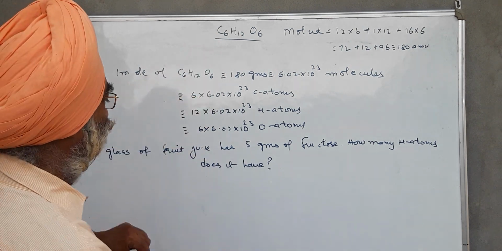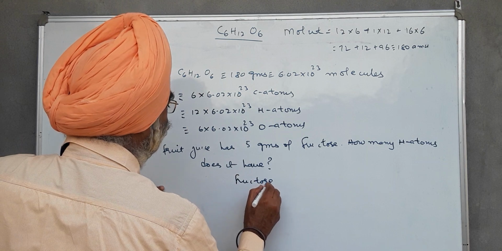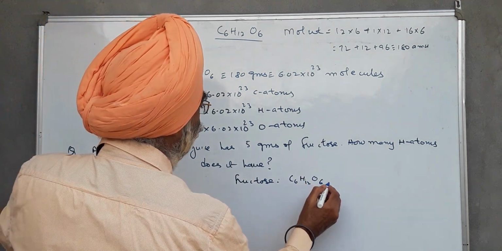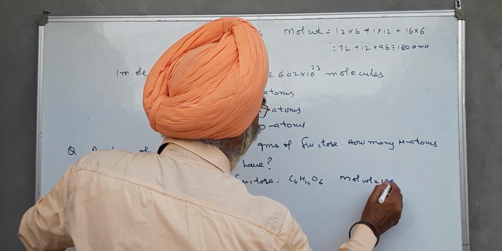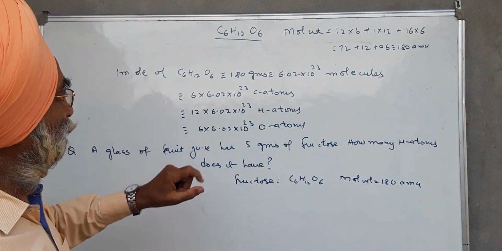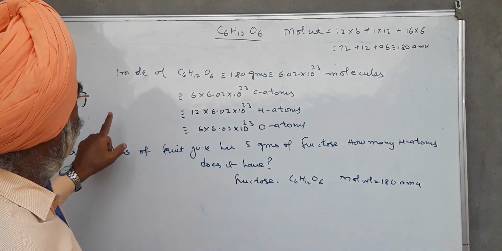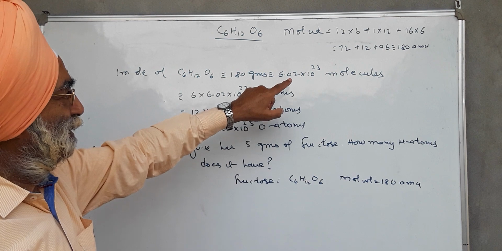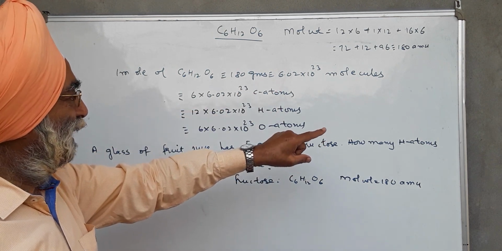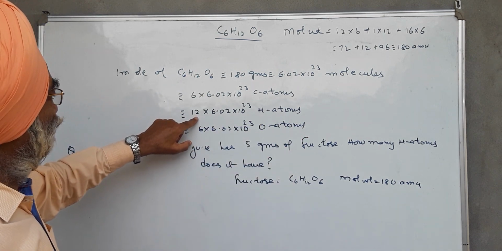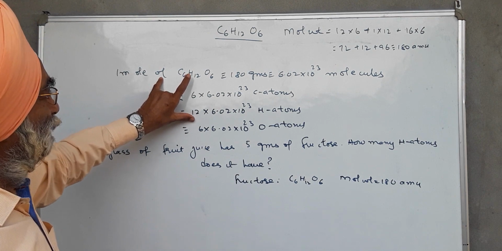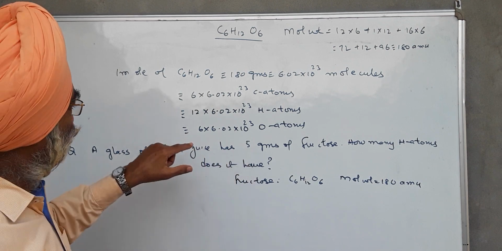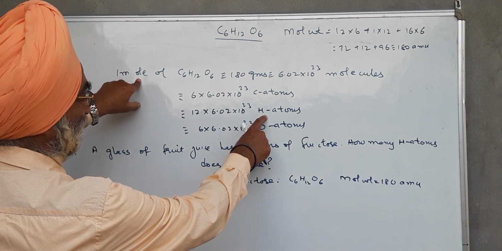Fructose, same formula. Fructose is C6H12O6. Molecular weight is equal to 180 atomic mass units. 1 mole of fructose has weight equal to 180 grams. This number of molecules, but we are to find out the number of hydrogen atoms. So this is the number of hydrogen atoms. Each mole has this number of hydrogen atoms, but we are given 5 grams of fructose. We shall convert it into moles, so that starting from this we are able to reach here.